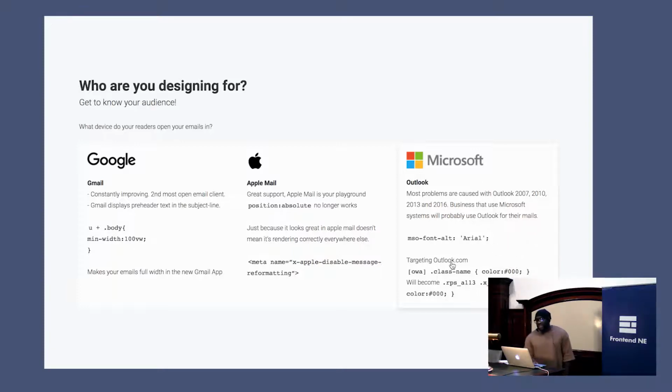Another thing is targeting Outlook.com. So this is a new thing that's kind of coming up. People are like, it's not working in Outlook.com, and I'm like, oh. So there's a great community out there, and there are ways you can target Outlook.com by using this. Can you see me? Yeah, you can see that good. So you can use OWA, and then have the class name, and then your classes, your properties, and then it will become this. I don't know what that means, but it fixes it.